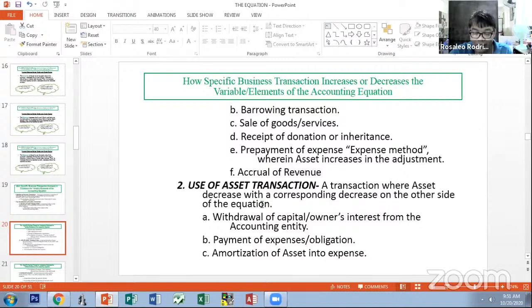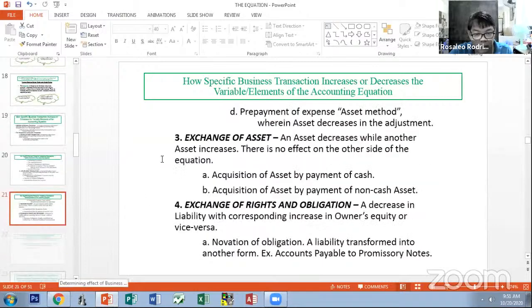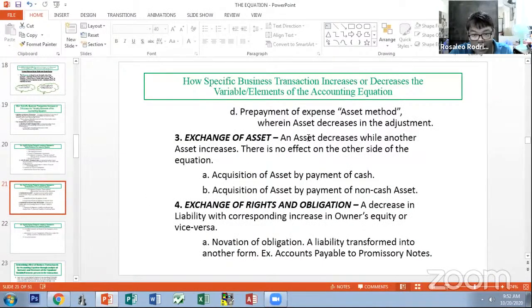Of course, you have to further determine which of those variables or accounts on the other side of the equation. Then we also have this exchange of asset. There is a decrease in the asset, while another asset also increases. We already illustrated, for example, acquisition of asset by payment of cash. So acquisition of equipment, for example: equipment as an asset will increase, but by paying cash, cash will decrease. Cash is an asset.